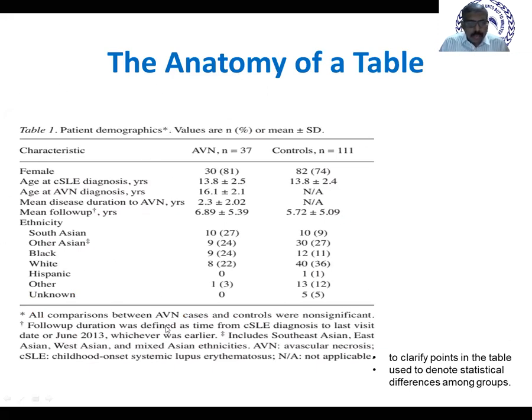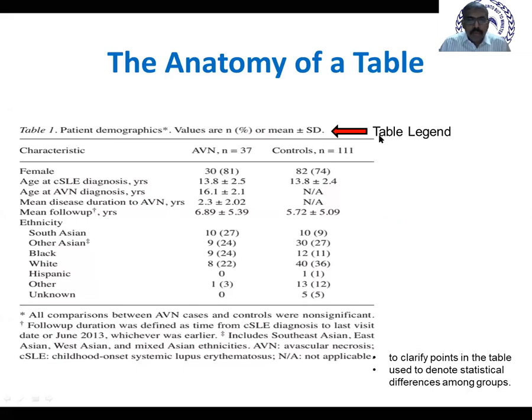This is one of the tables from our study, which we published in the Journal of Rheumatology a couple of years ago. Here we have two groups of people. There are children with SLE who had avascular necrosis. The other group is children who have SLE but don't have avascular necrosis, the AVN control. So what should the table be here?